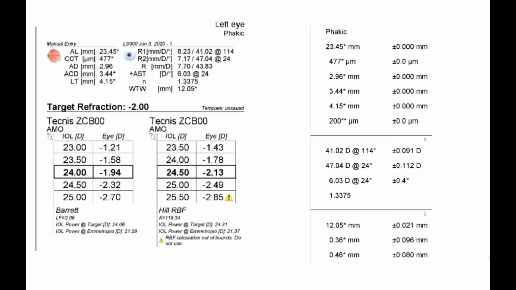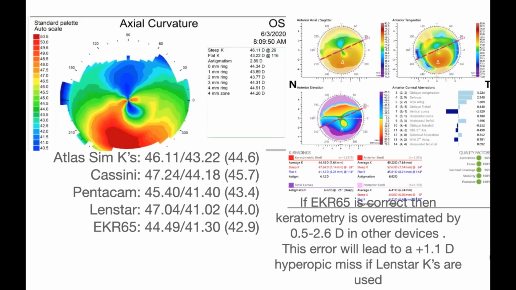We're doing all these different tests. The axial length is not the challenge here. The challenge is the keratometry. And let me just show you here. I've kind of put all this together. The Cassini is up there, the Atlas is up there. Never use Atlas Sim-K for keratometric value. That's not what they're designed to do. They will hurt you if you do that.